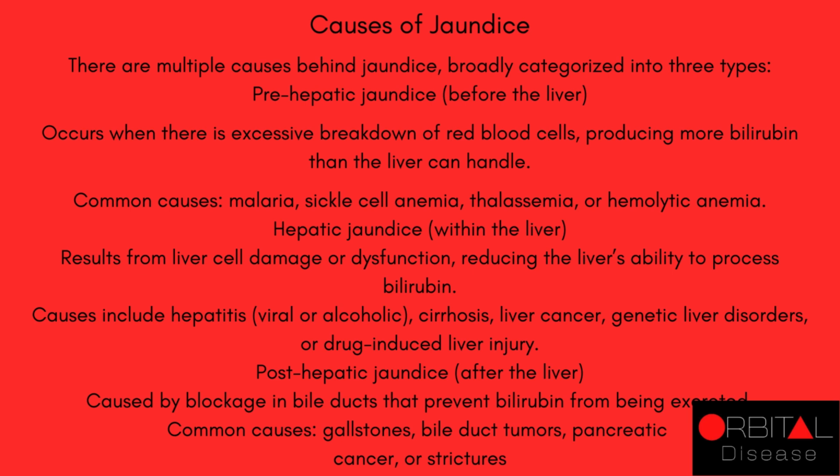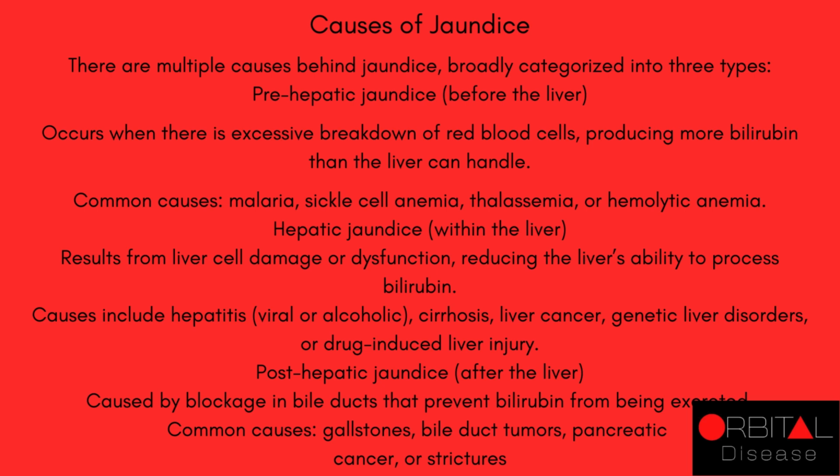Causes of jaundice. There are multiple causes behind jaundice, broadly categorized into three types. Prehepatic jaundice, before the liver, occurs when there is excessive breakdown of red blood cells, producing more bilirubin than the liver can handle. Common causes: malaria, sickle cell anemia, thalassemia, or hemolytic anemia.